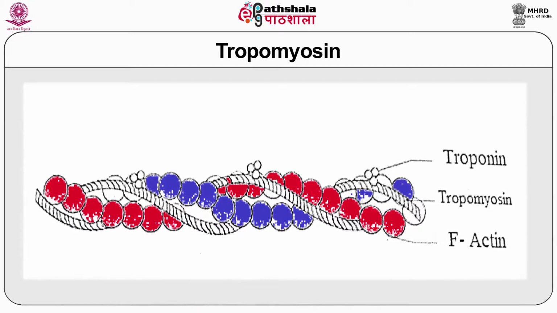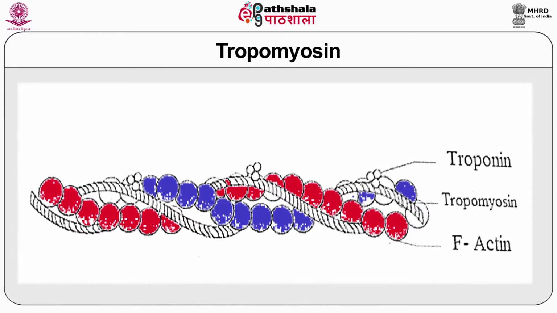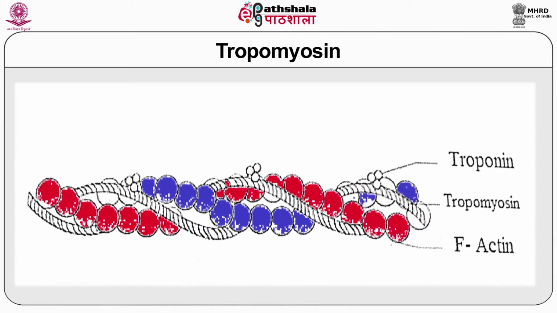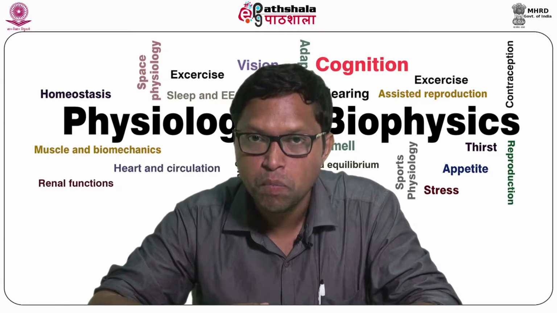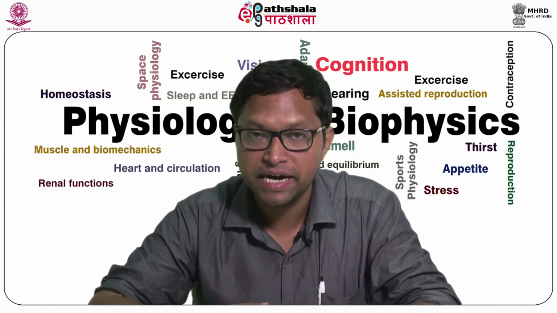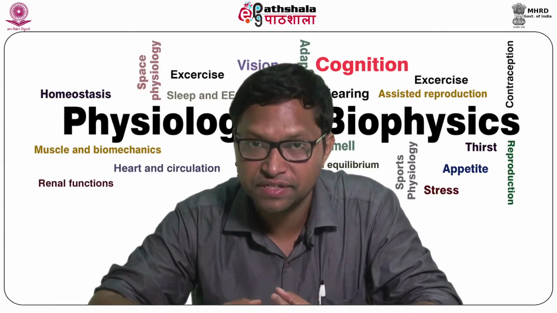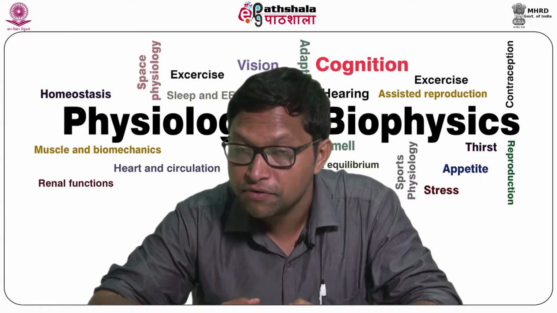The tropomyosin lies in the grooves between the two F-actin coils which form the actin filament. Now, during contraction, they sink deep inside the grooves, thereby exposing the active sites. Now, what does troponin do and what is it made up of?